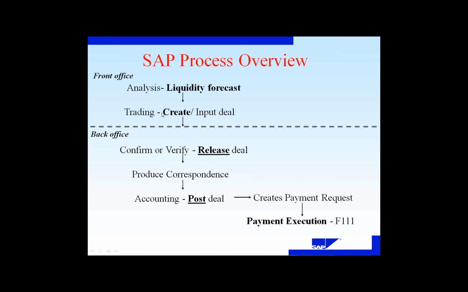Okay. Front office does analysis and liquidity forecasting, creates and inputs the deals, confirms and verifies and releases the deals, does the correspondence, posts the deals within the system. We just saw how to post a deal. That creates automatic payment requests. And then later at the end of the day, you can also supplement with manual requests. Run F110, F111, that creates IDOCs. IDOCs get picked up by the payment program. That creates a bar file, sends it to the bank.